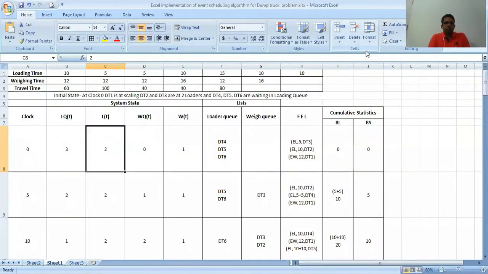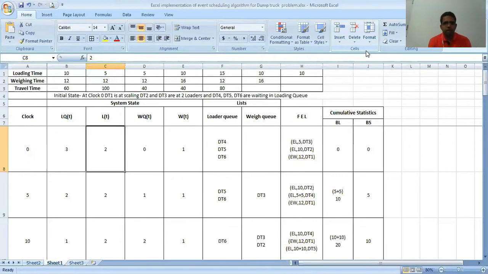Understand the example where, as previously given, the different loading time, weighing time, and traveling time, and we will be using them as and when needed. The initial state of the system at clock time 0: dt1 is at the scale, getting weighed. dt2 and dt3 are at the loaders, that is, two loaders are there, and dt4, dt5, dt6 are waiting in the loading queue.